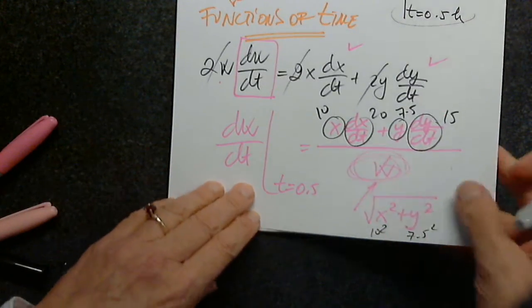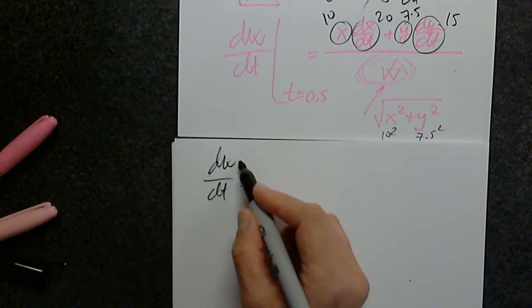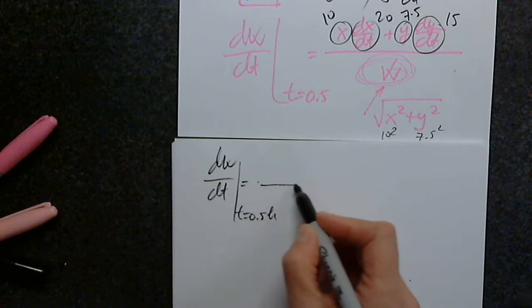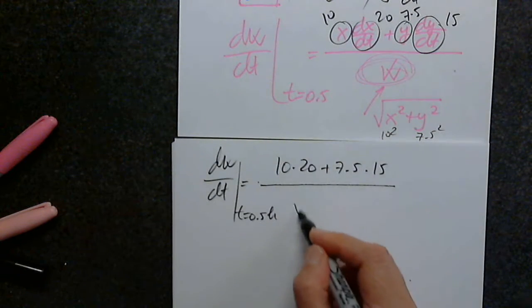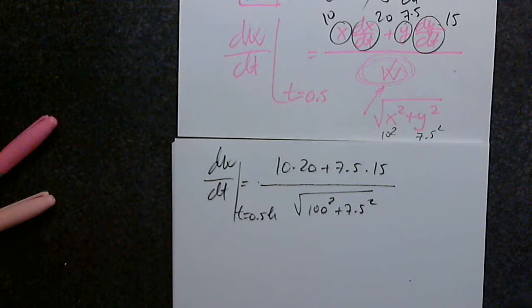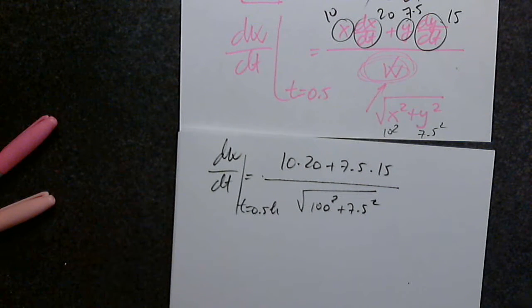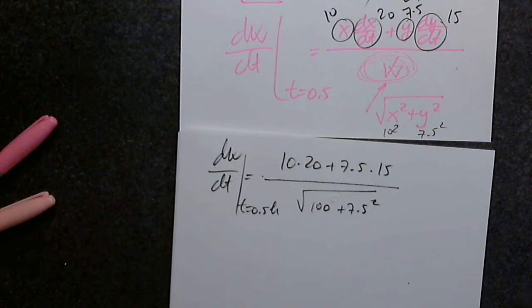I'm going to write it one more time with the numbers in it. So dw over dt when t equals 0.5 of an hour is 10 times 20 plus 7.5 times 15 divided by the square root of 100, oops, plus 7.5 squared. Do not put the power on the 100. I already squared it. So let's put this in the graphing calculator. Do we all understand the steps? Any questions on this, please? Okay, so let's put it in the graphing calculator.